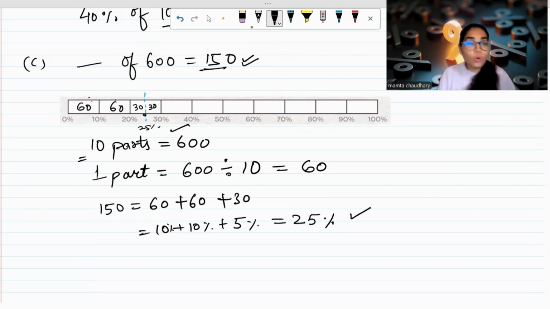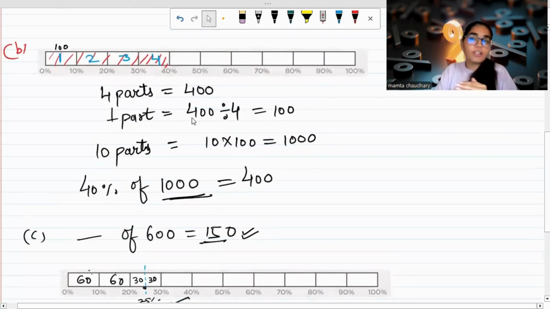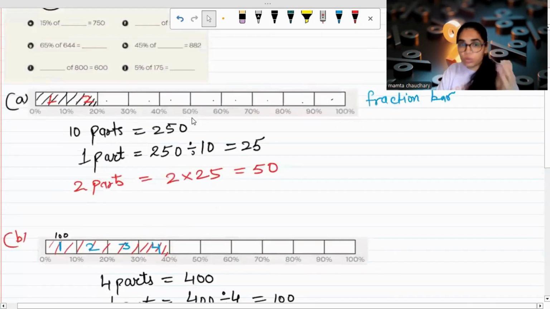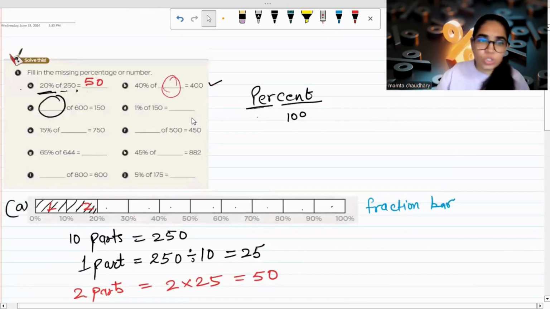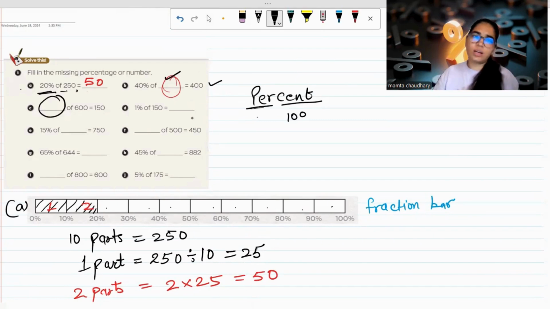Right? I hope you understood these 3 questions. These are the 3 different types of question. In the first question, the part was missing. In the second question, the whole was missing. In the third question, the percentage was missing. Okay. So now the remaining questions we'll do in the next video.